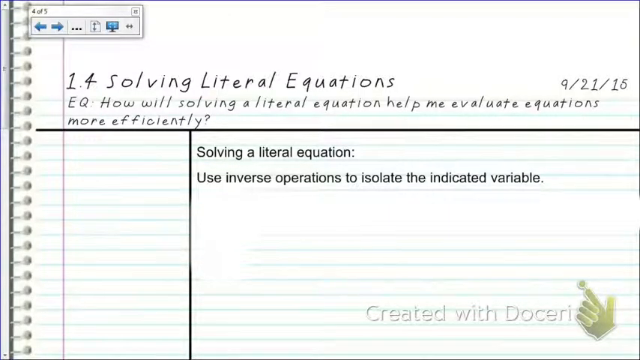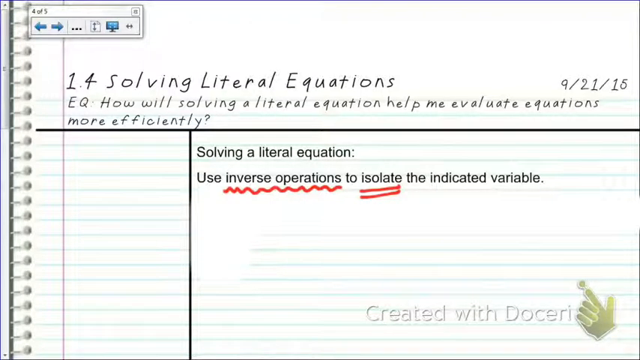The good news is that there is only one step to solving a literal equation. So I didn't even write step 1. I just told you what it was. You are going to use inverse operations, which we should be used to that term by now, right? The opposite of whatever it is we're doing, to isolate the indicated variable.